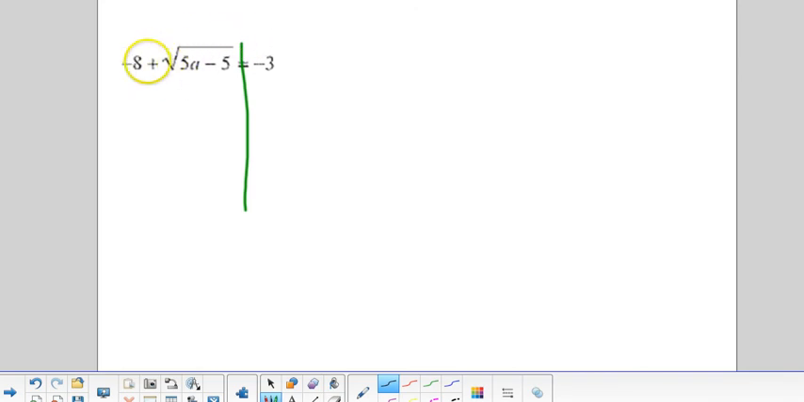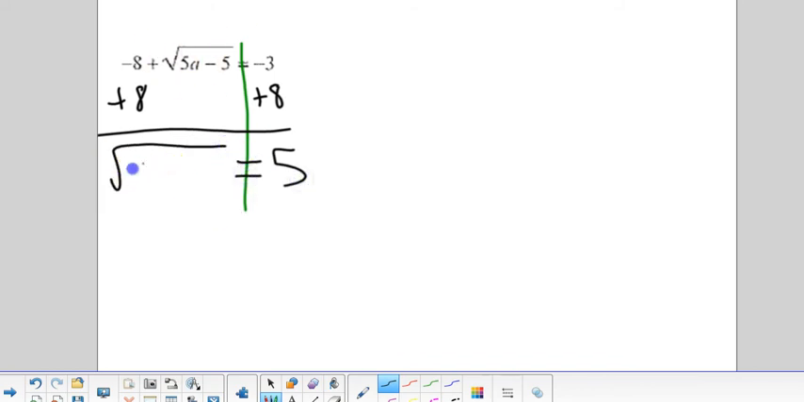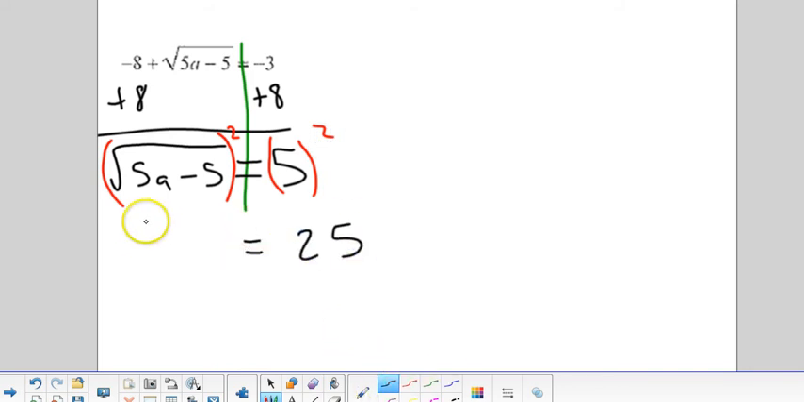Here I have square root, but I also have plus -8 on the same side. So the first thing I need to do is isolate and get rid of the -8 by adding 8 to both sides. All right, and that will give me over here root 5a minus 5. So once the square root's the only thing left on the side, you can now undo by squaring both sides, to give me 25 over here, and 5a minus 5 over here.